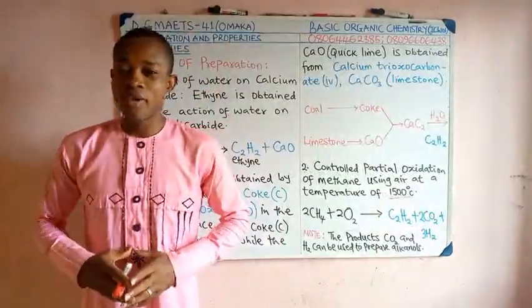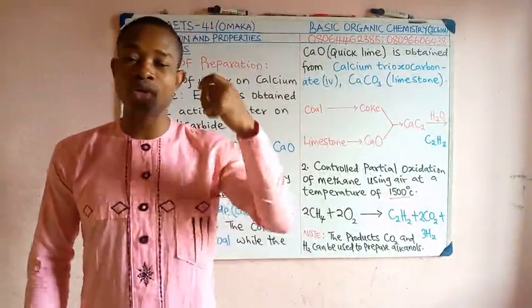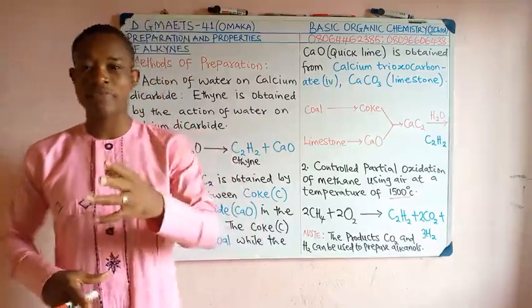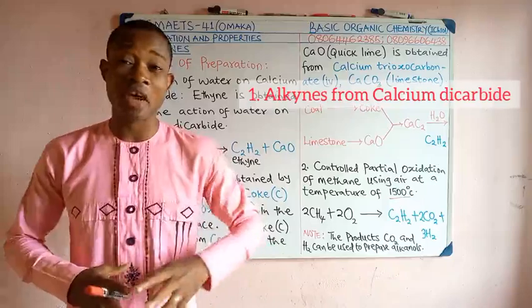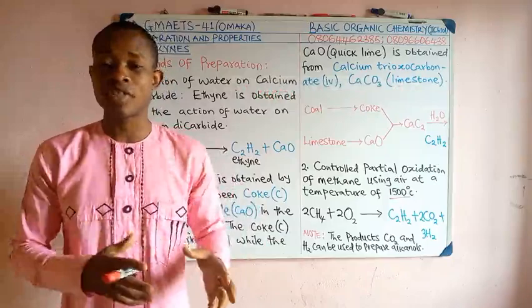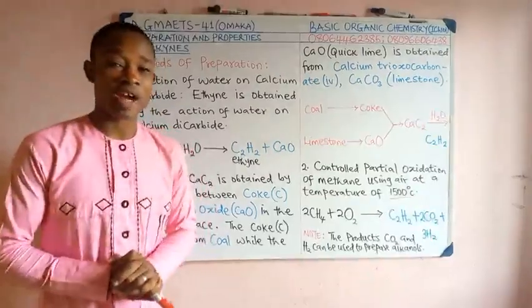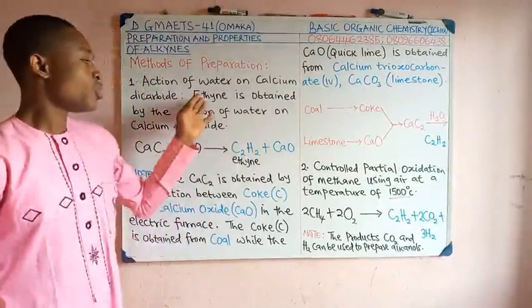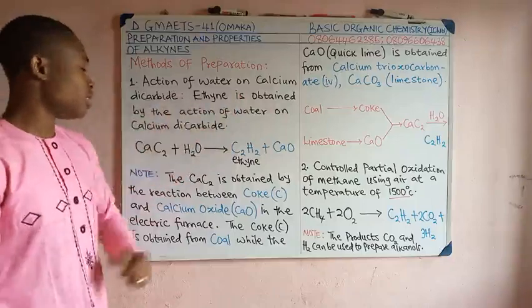Let us now look at the methods of preparation of alkynes. In the previous video, we already established the compounds from which alkynes can be obtained, and one of them is calcium dicarbide. So when we look at how we can prepare alkynes from calcium dicarbide, the reaction is actually between calcium dicarbide and water. The action of water on calcium dicarbide leads to the preparation of alkyne. Ethyne is actually manufactured from this method. When water reacts with calcium dicarbide, ethyne is obtained.